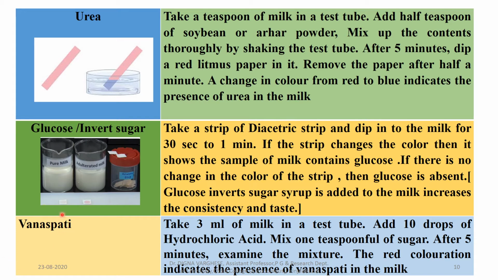Another common adulterant used in milk and milk products is vanaspati or margarine.